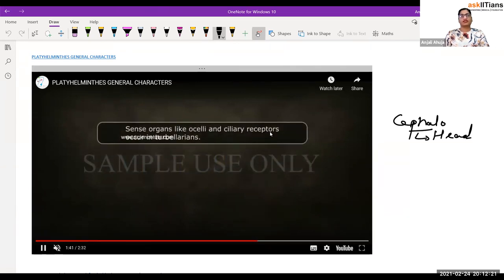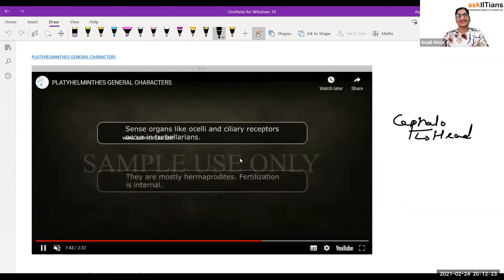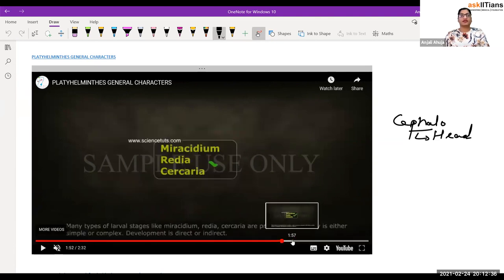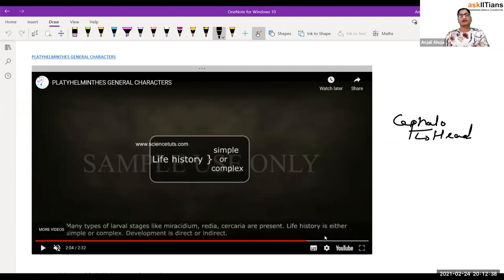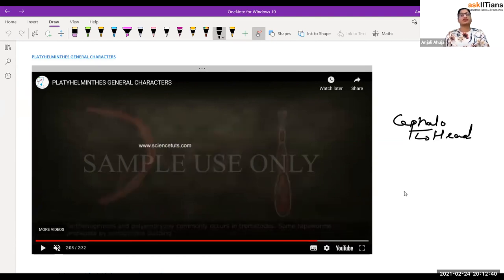Sense organs like ocelli and ciliary receptors. A sense organ is that which senses; ocelli are part of the eyes. They are mostly hermaphrodite, and fertilization is internal. Hermaphrodite means bisexual: male and female are present in the same body, and fertilization happens internally because gametes are present. Further information I am skipping because that's not needed.